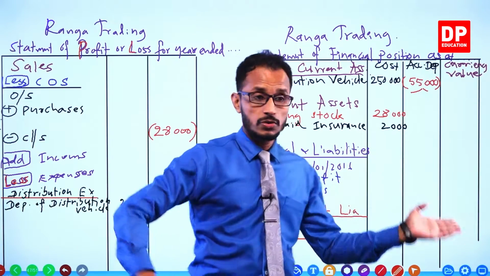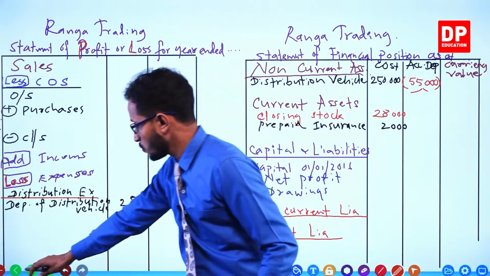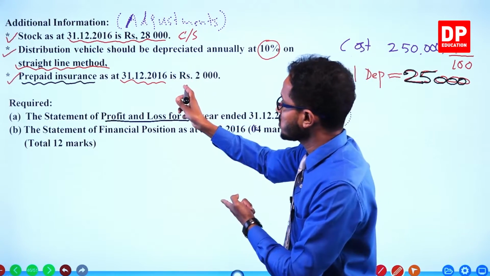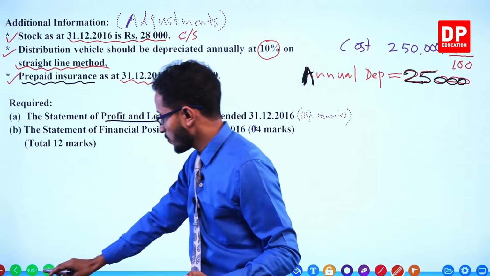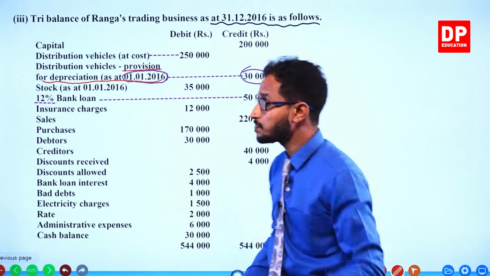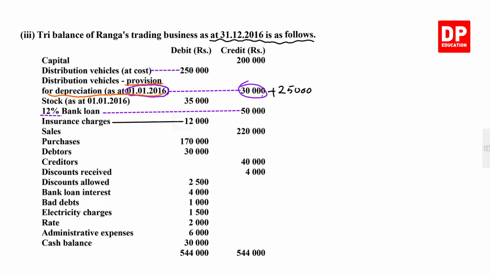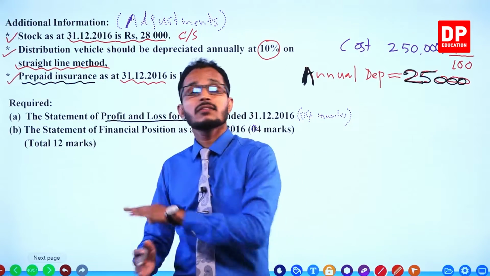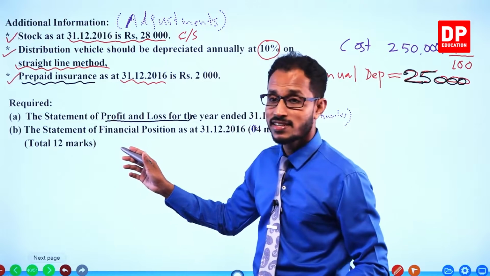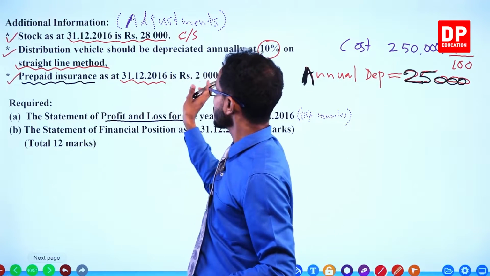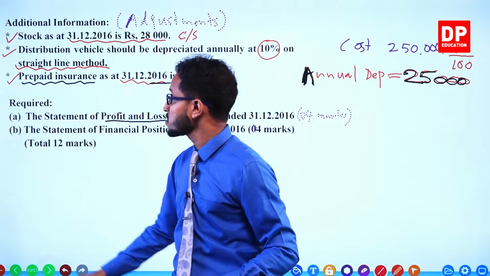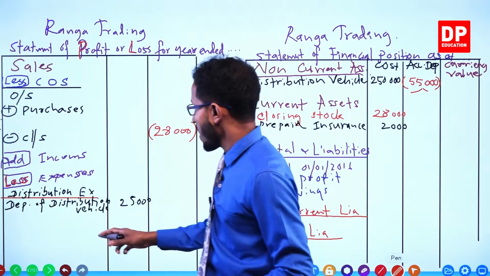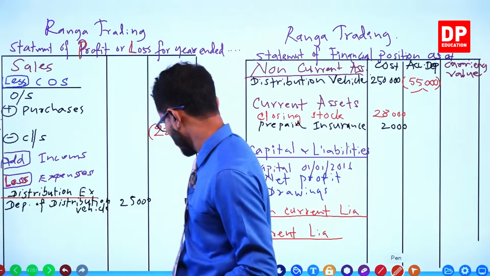Now we have to put it to this. How do you put it to this? I mean, statement of profit or loss. 2000 is prepaid out of insurance. Insurance is given right here, 12,000. Out of 12,000, 2,000 is prepaid, overpaid, not relevant to this year. Which means, from 12,000 you should minus 2,000 and put it under expenses.